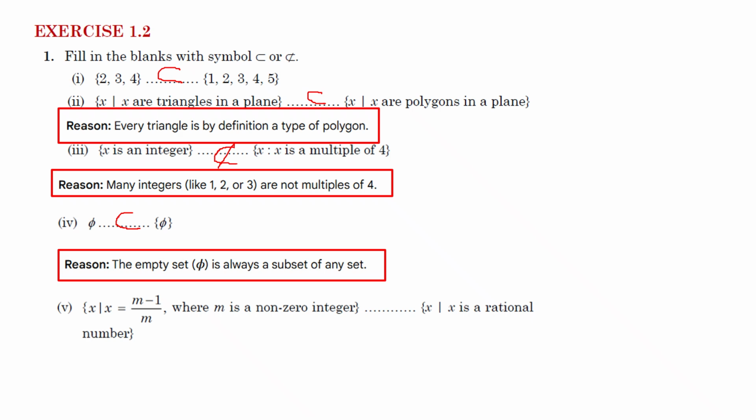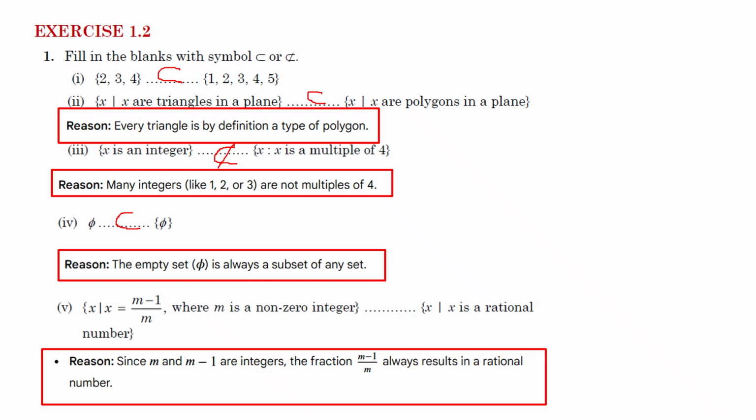Next, x equal to m minus 1 by m, where m is a non-zero integer and then the other one is x is a rational number. So m and m minus 1 are integers. So the fraction m minus 1 by m always result in a rational number. So this is a subset.